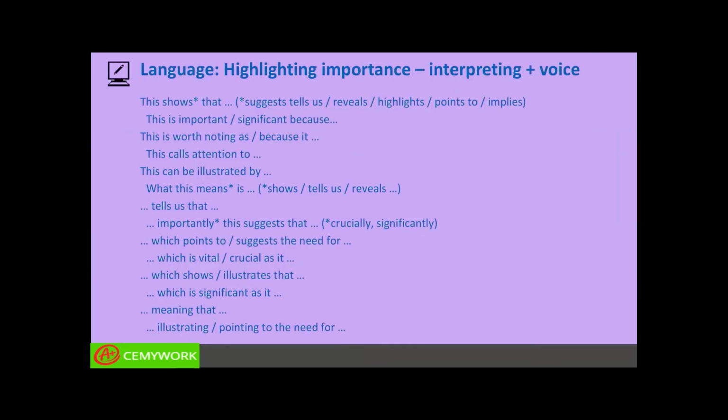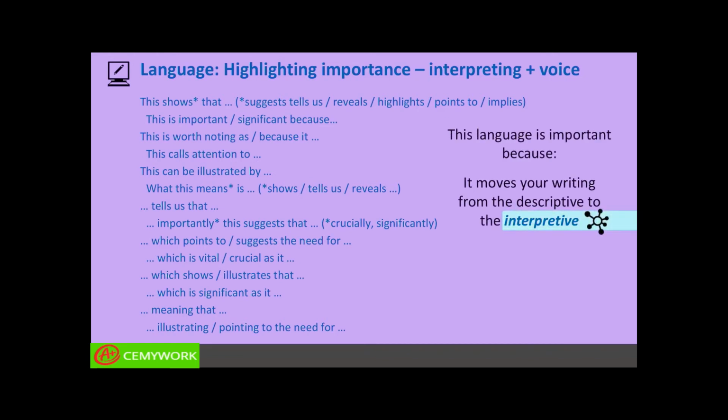And there's language we can use to do this. Language we can use to highlight importance, to interpret, to give us a voice. This shows that. This is important. This is vital. This points to. And this language is important for two key reasons. One, it moves your writing from the descriptive to the interpretive. And two, it gives you a stronger writer's voice. It's you talking. It's you giving interpretation.